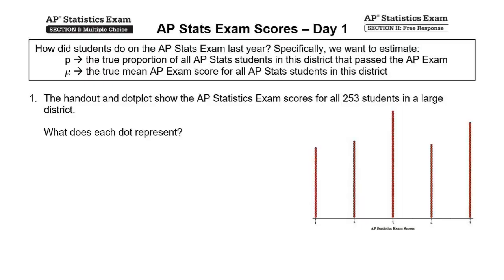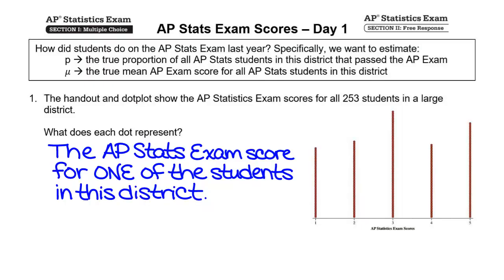So all 253 scores are on page 5, and they're also right here in this dot plot. What do each one of these dots represent? Yes, a student's AP exam score from one student in this district.